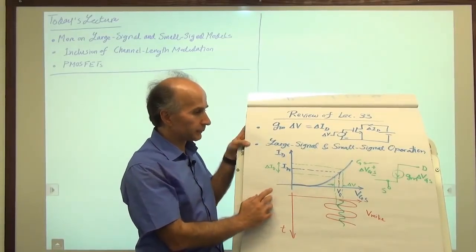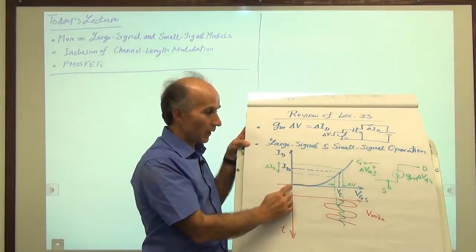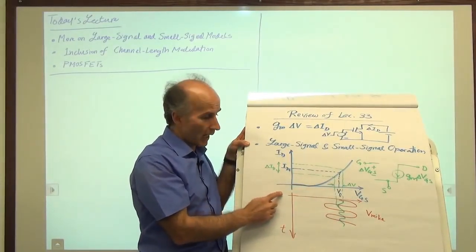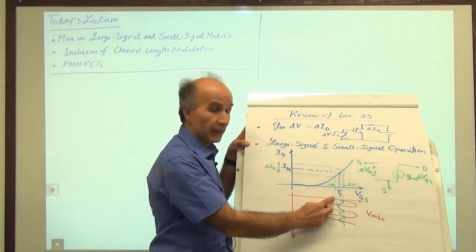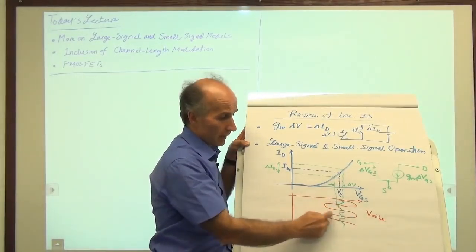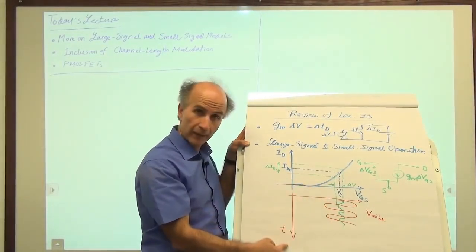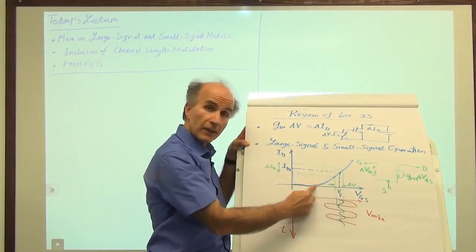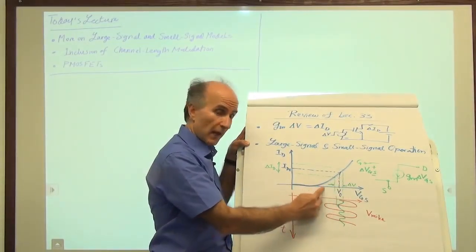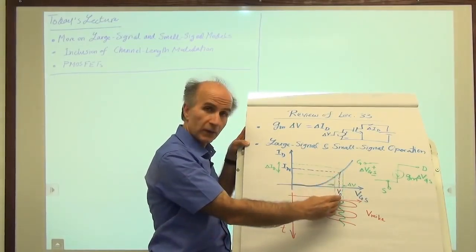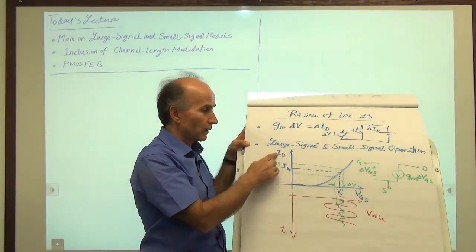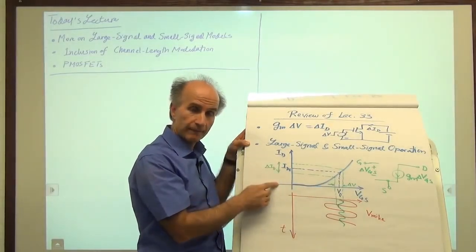We saw that if we have the ID VGS characteristic of a MOSFET, and then we come along with a microphone signal, which is plotted as a function of time this way, we see that the microphone signal is modulating VGS, right? It's changing VGS around a bias value V0. And in response to that, the drain current of the MOSFET also changes.